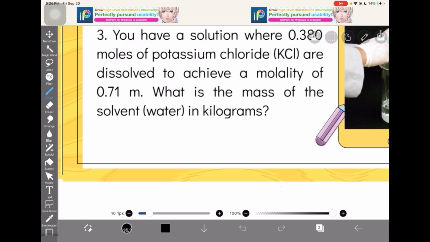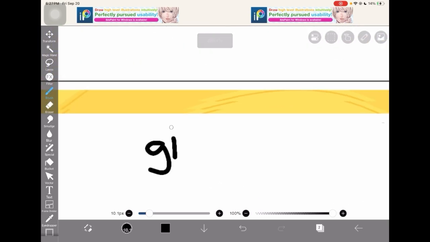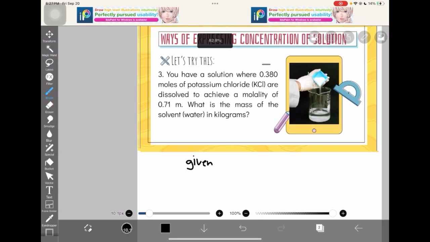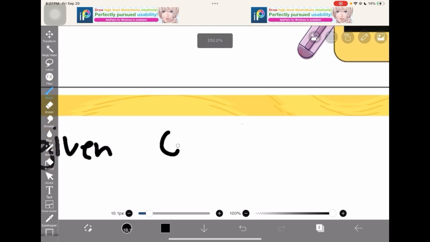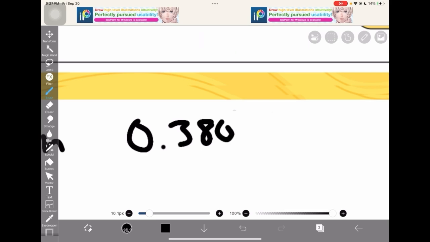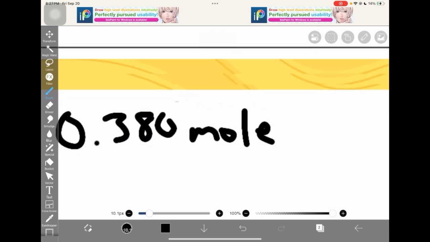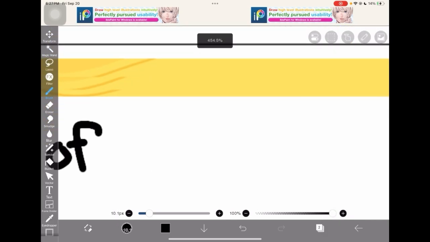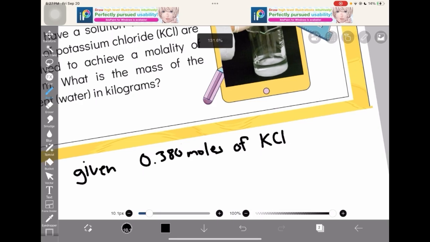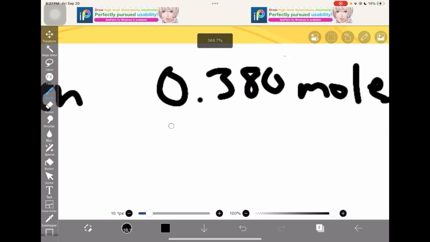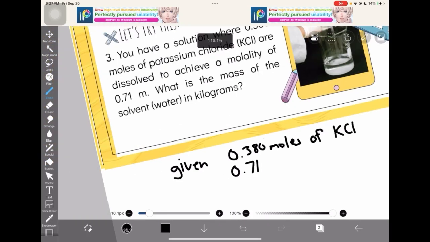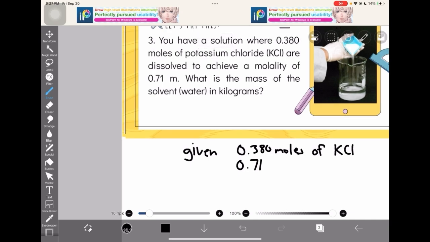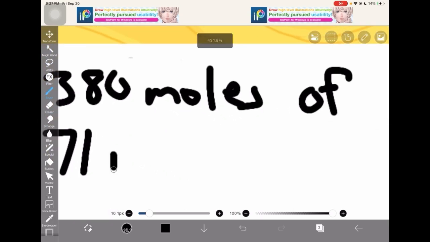So let's first take the given. We have 0.380 moles of potassium chloride, or just KCl. And we have 0.71 lower m, which means molality. Remember, capital M is molarity and lower m is molality. So we can do this, it's just mole per kilogram.